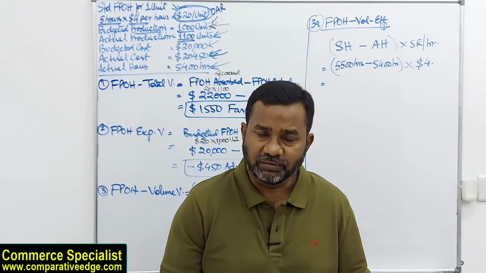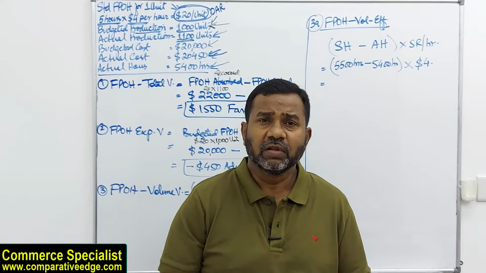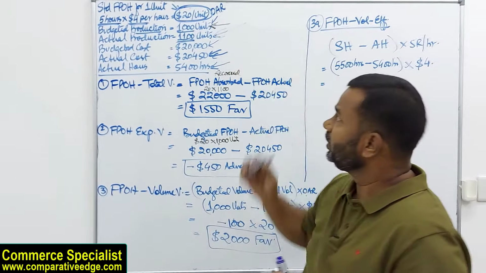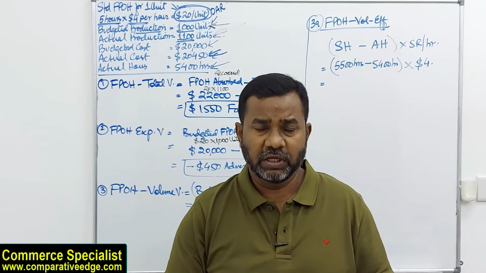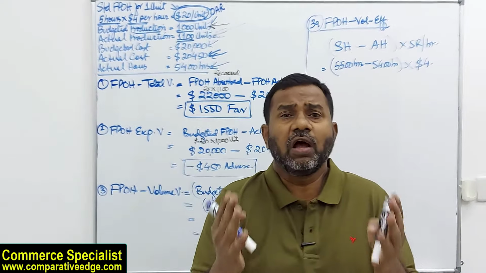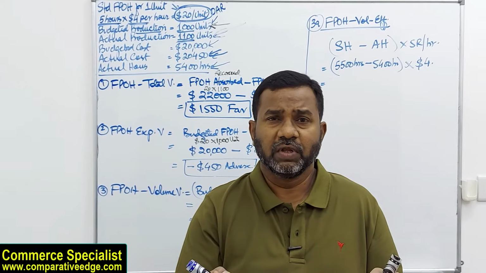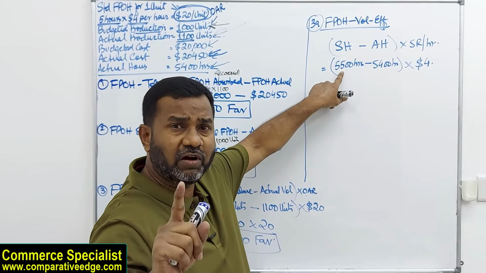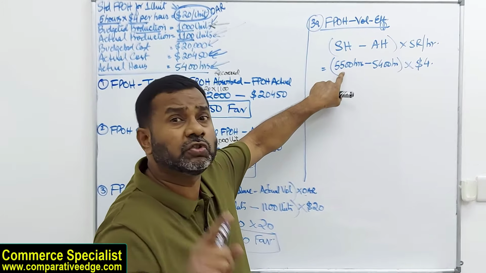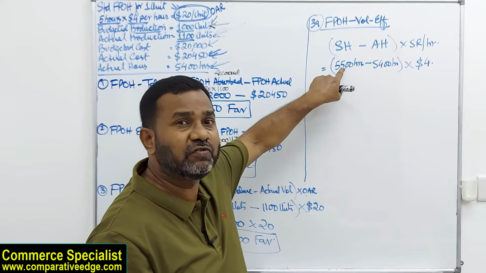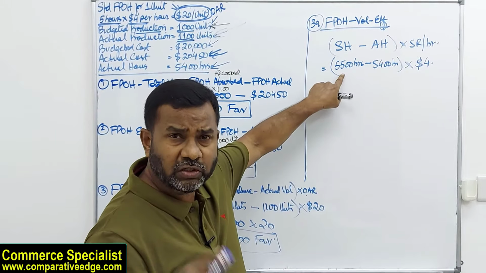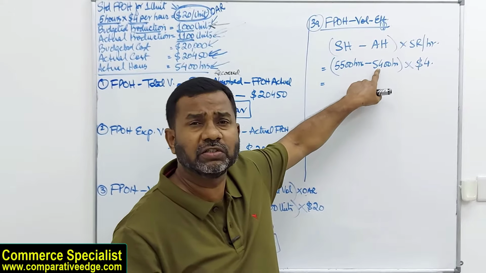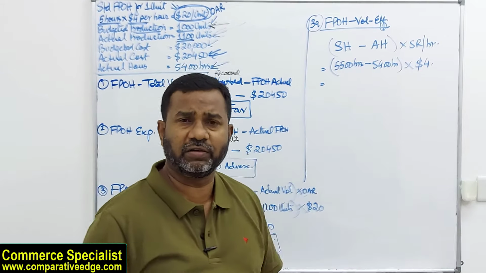Now, what does this mean? Your actual production was 1,100 units. Please remember this. Actual production was 1,100 units. In order to make 1,100 units, how many hours were required? In order to make 1,100 units, your workers should have taken 5,500 hours. But you know what? A job which should have taken 5,500 hours, they completed it just in 5,400 hours.